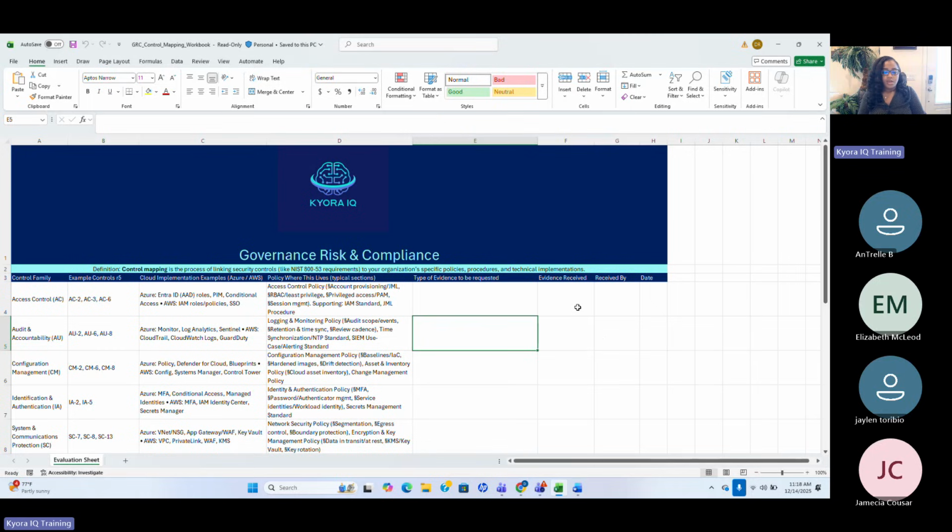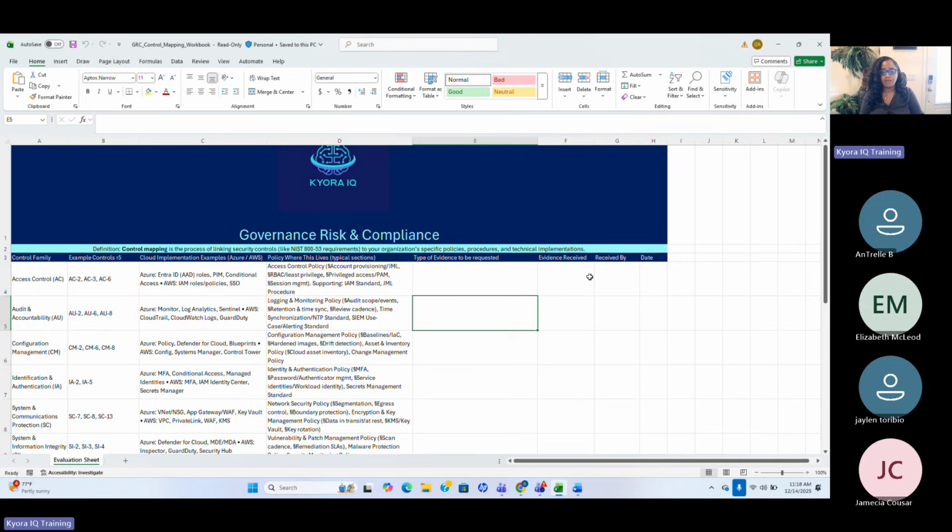All right, so this is a GRC workbook, and this is literally set up similar to how you would conduct an audit on the job, right? On the left hand, first of all, I have the definition here. Control mapping is a process of linking security controls like NIST 800-53 requirements to organization-specific policies, procedures, and technical implementations, which is what I just covered with you guys.